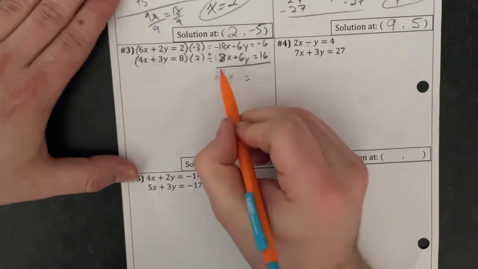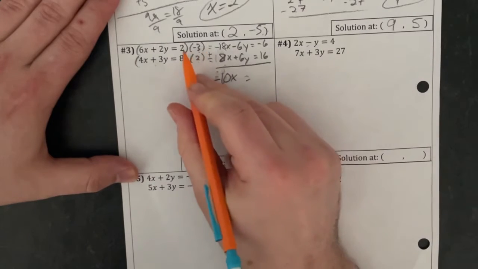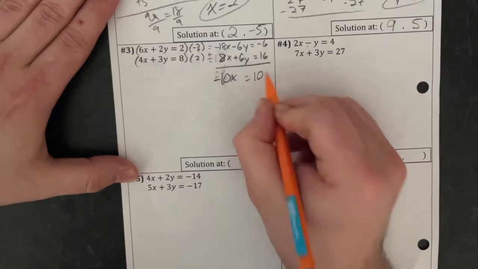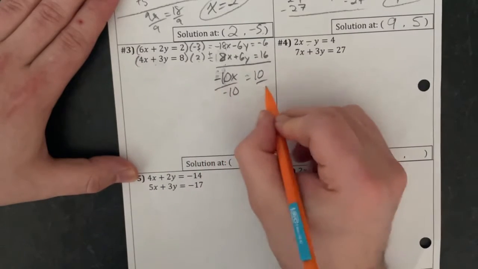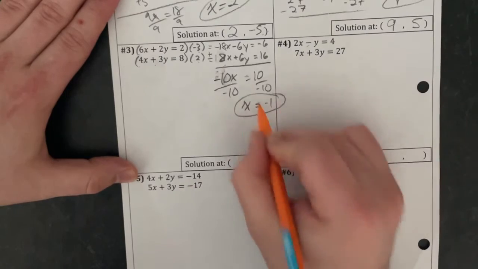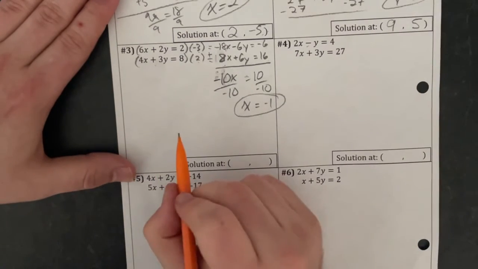So negative 18x, positive 8x is going to be negative 10x. And then we have negative 6, positive 16 is going to be positive 10. Divide both sides by that coefficient of negative 10. And so we say x equals negative 1. All right, so again, anytime you get those points, it should usually just be an integer, otherwise you can go back and kind of fix it.